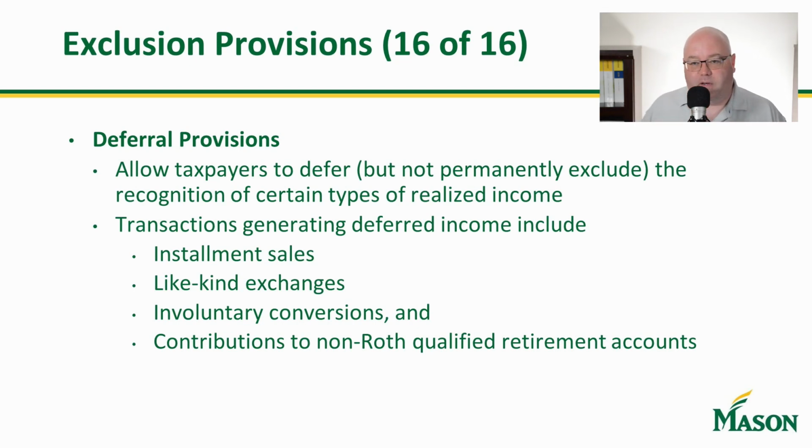Usually what will end up happening in those cases is you'll just get a basis reduction, and then you get a basis increase as you rebuild the house. So it ends up working out, tit for tat in that sense. But the insurance proceeds handed to you to rebuild that house are not going to be taxable to you as income. You have like-kind exchanges, and then contributions to non-Roth qualified retirement plans.